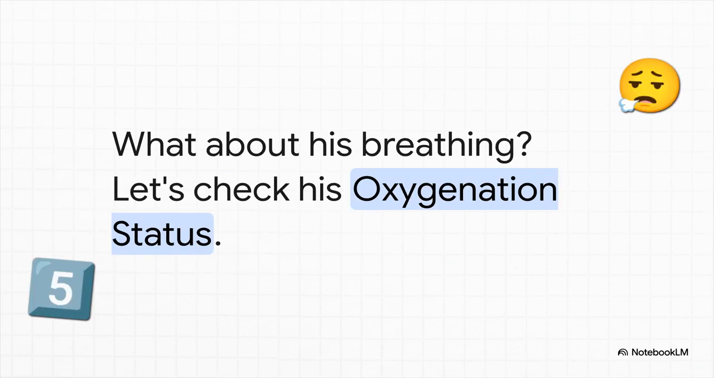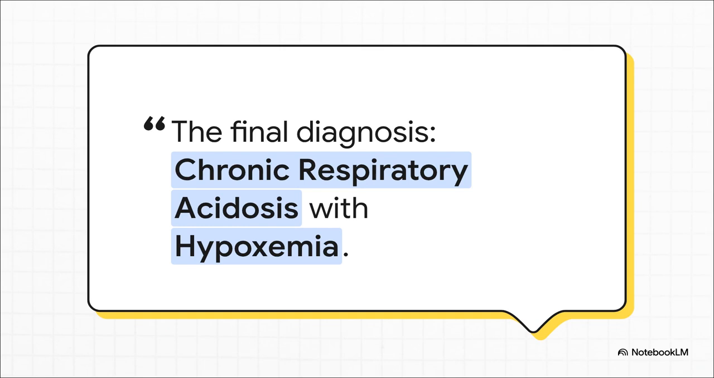We're almost there. We understand the acid-base issue. But what about his shortness of breath? That's where step 5 comes in. Let's check his oxygenation status. His PaO₂ is 55. Clinically, the magic number we get really worried about is 60. Since he's below that, we can officially diagnose him with hypoxemia. Plain and simple, he is not getting enough oxygen into his blood. So let's put it all together. What started out as this really confusing list of numbers now tells us a complete and coherent story. The final diagnosis is chronic respiratory acidosis with hypoxemia, which is perfectly consistent with a severe COPD flare-up.